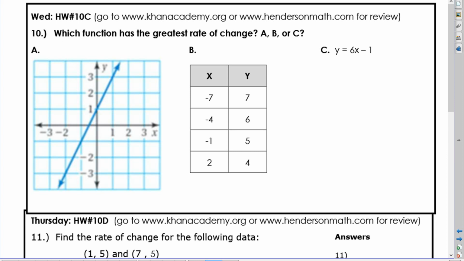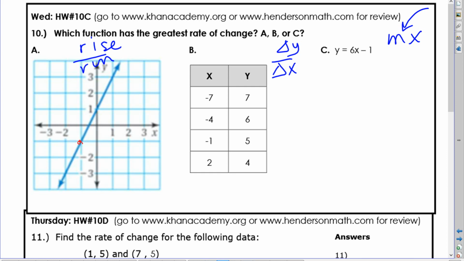This is a graph, so I'm going to use my rise over run method. This is a table, so I'm going to use my delta y over delta x method. And this is an equation, so I'm looking for the coefficient of x. So let's see. For letter A, I'm going to find two perfect corner points.